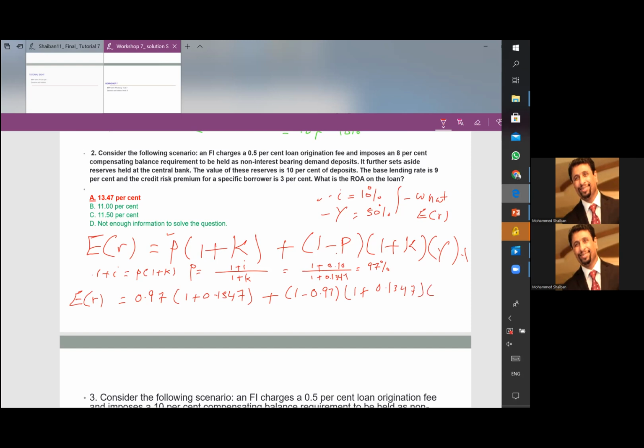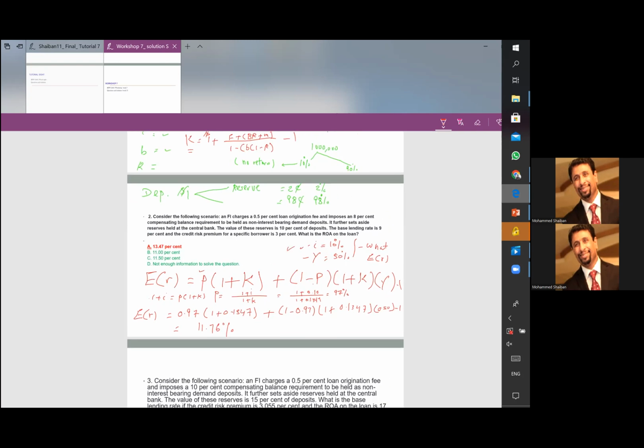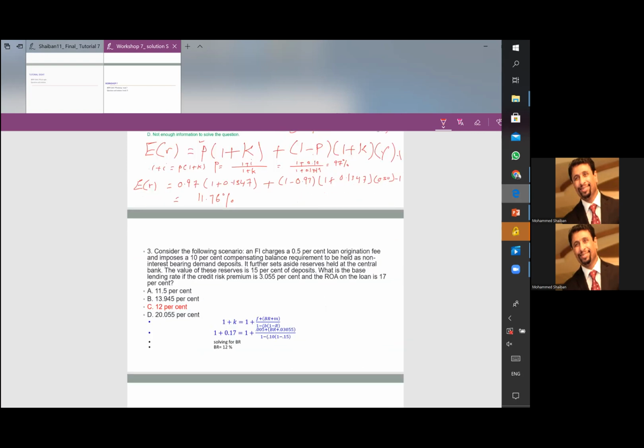Then I have to multiply it by the collateral, then minus 1. If you calculate this, according to my calculation, it will be 11.76. I hope my calculation is okay. I just did it roughly. So I want you to understand that I can give you the contractual return and more information and ask you for the expected return. So please understand this.